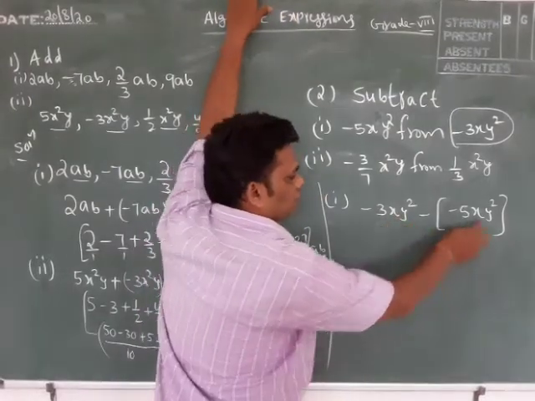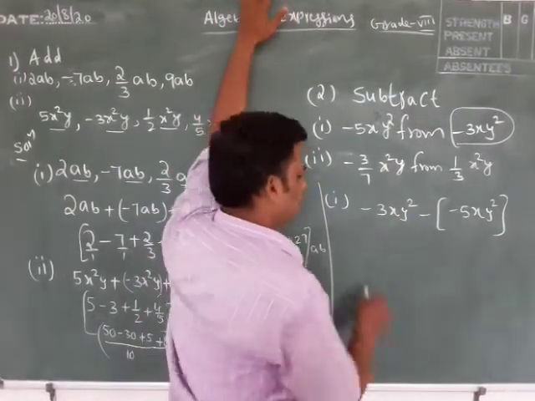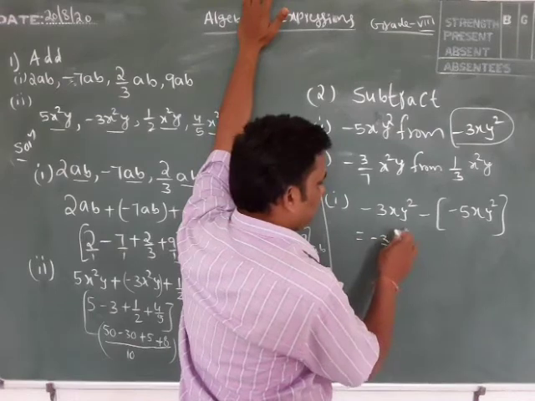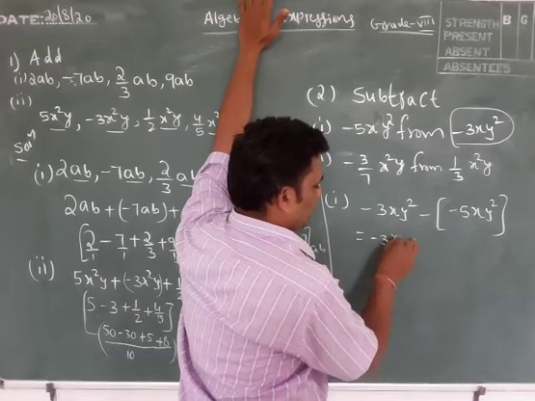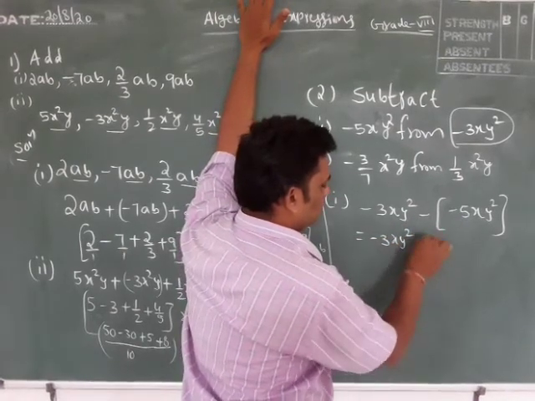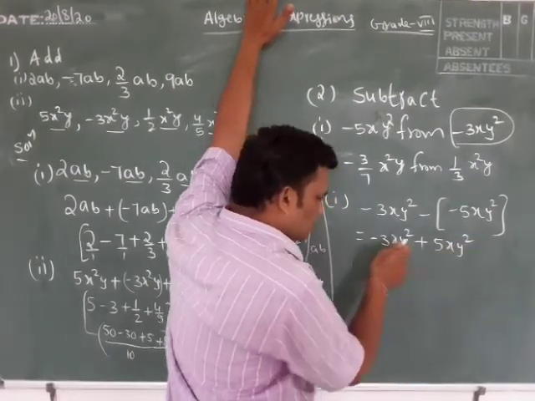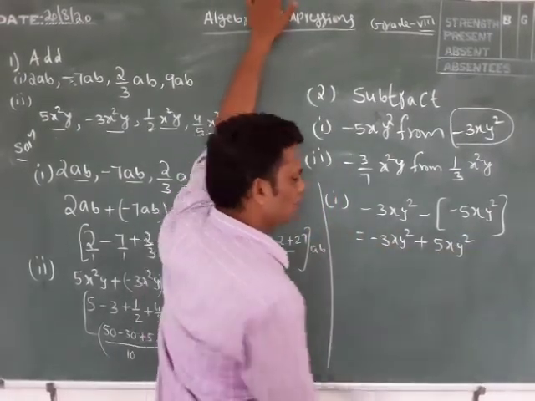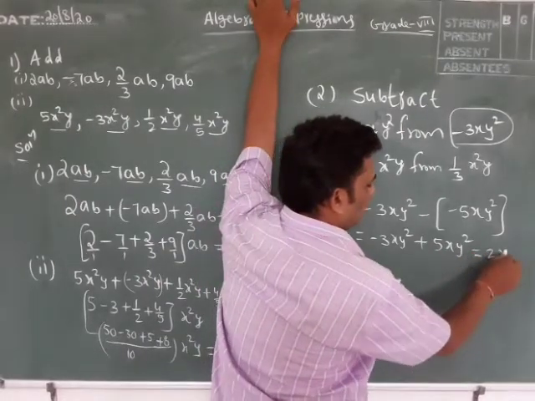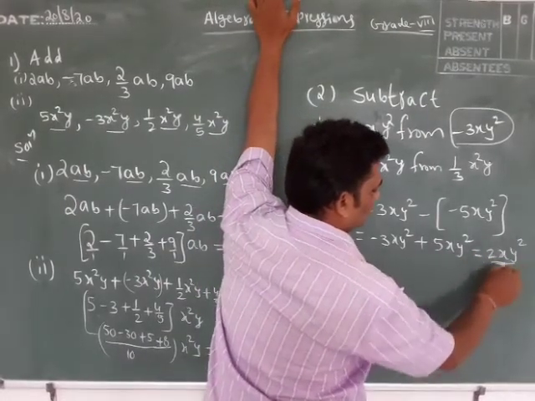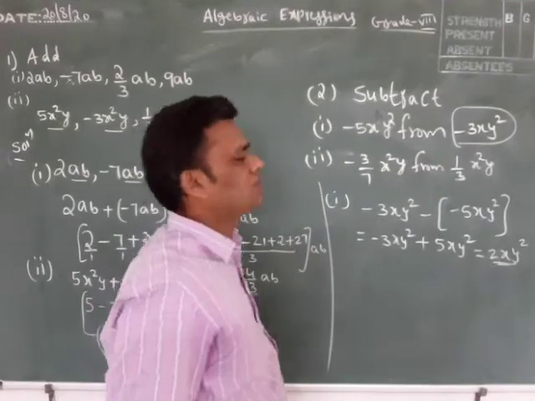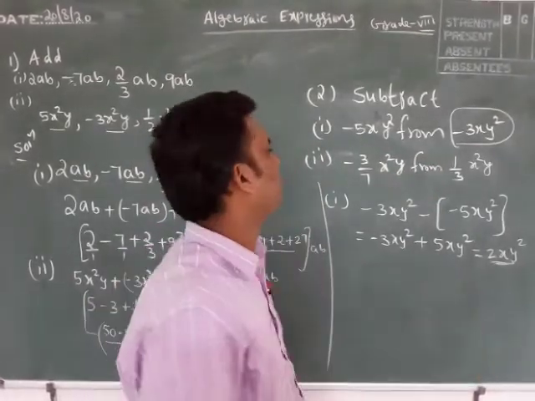Here see, xy square like terms come. So minus 3xy square, minus times minus gives plus 5xy square. Plus 5 minus 3 means 2xy square. Okay, this is the first problem solution.